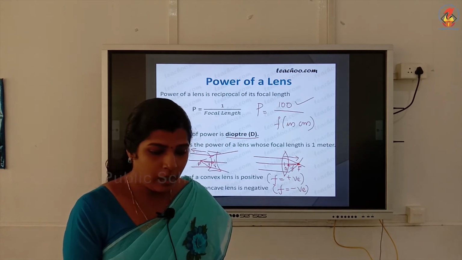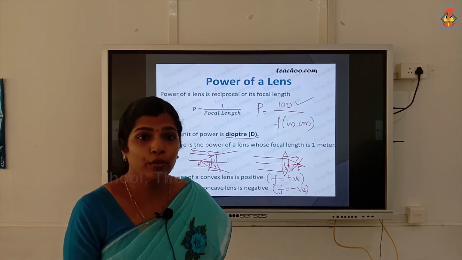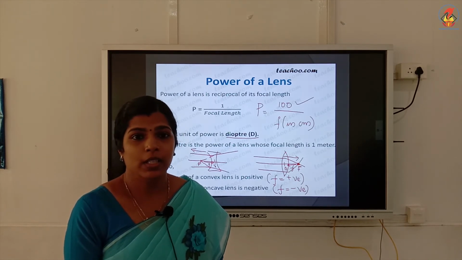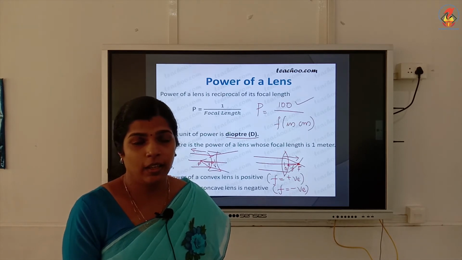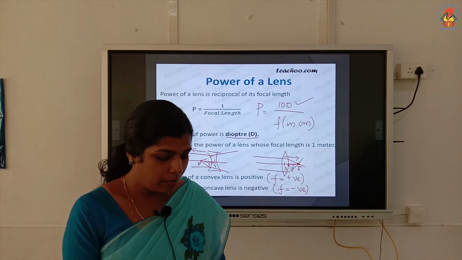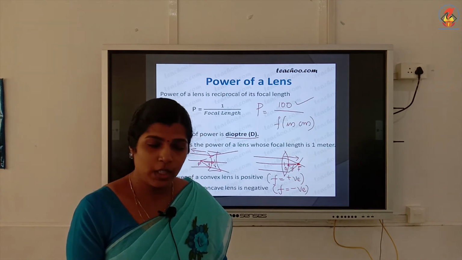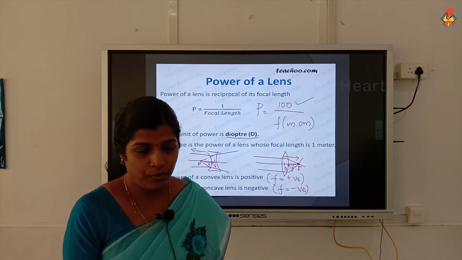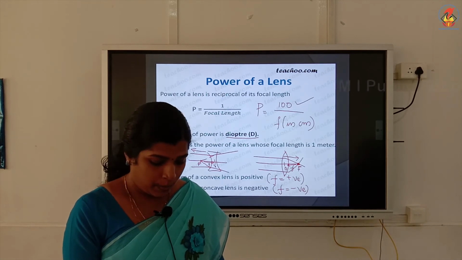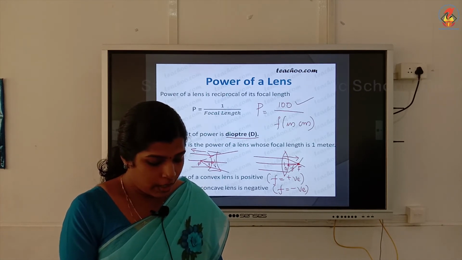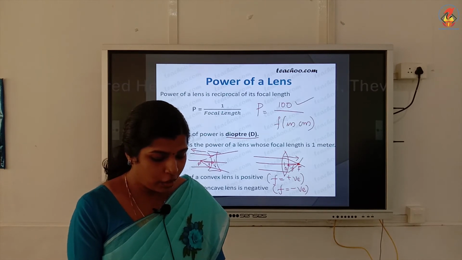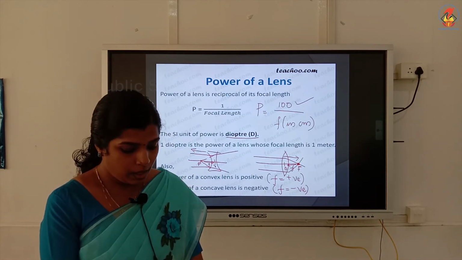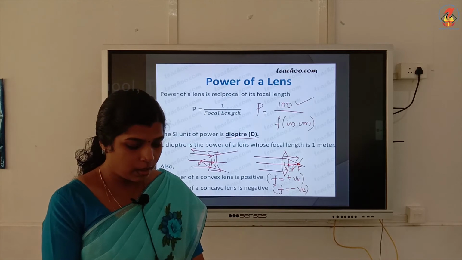Now, many optical instruments use a number of lenses. So, to find the power of a combination of lenses, the power is given as P equal to P1 plus P2 plus P3 and so on. So, if two lenses are there, P1 plus P2. Just underline that point also. The net power of the lenses placed in contact is given by the algebraic sum of the individual powers P1, P2, P3 as P equal to P1 plus P2 plus P3.